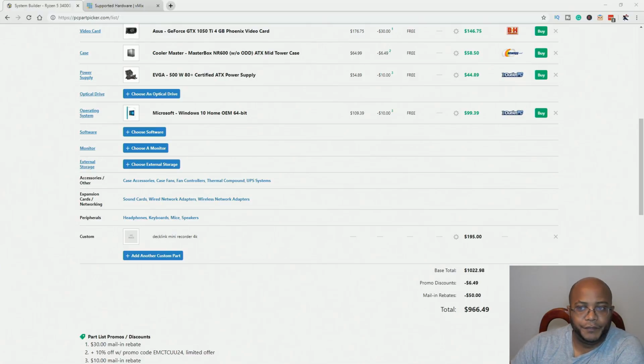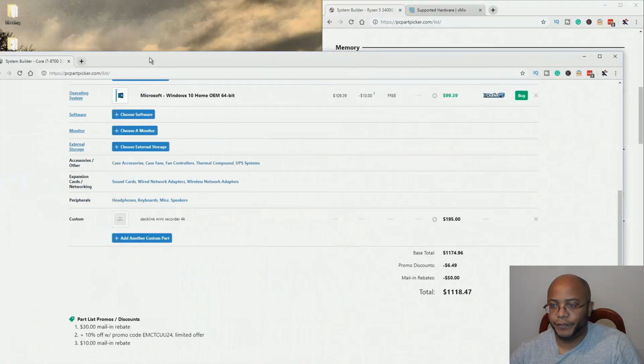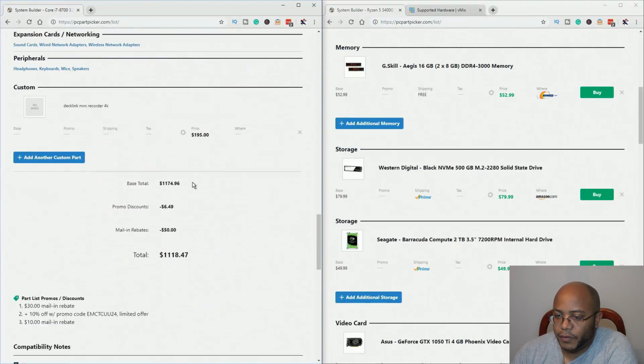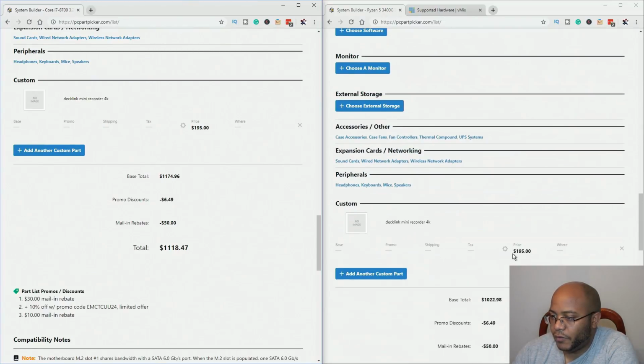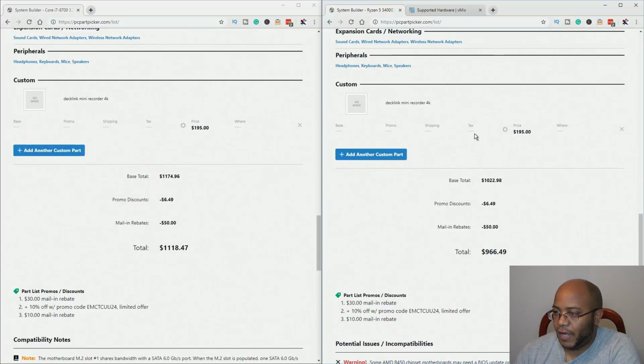Alright, so let me bring this over here so we can see it side by side. So looking at the parts and the price, both of them are without keyboard and without monitor, but both of them have the capture card. As you see, that's the last thing I added on here. So we're looking at 1120 and around like 970, so about a $200 price difference, give or take.